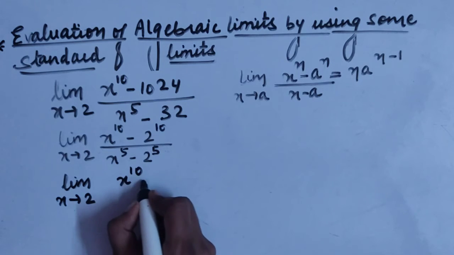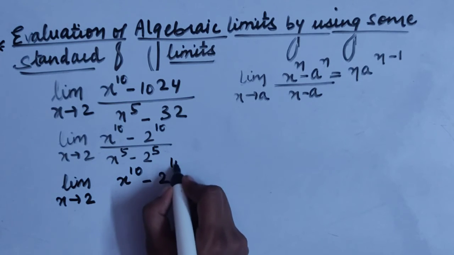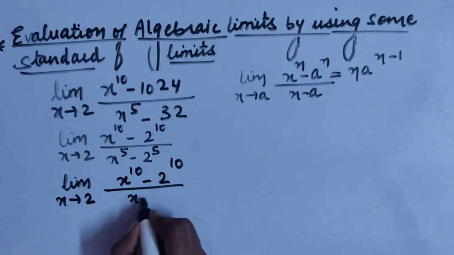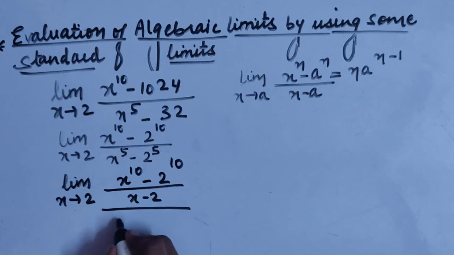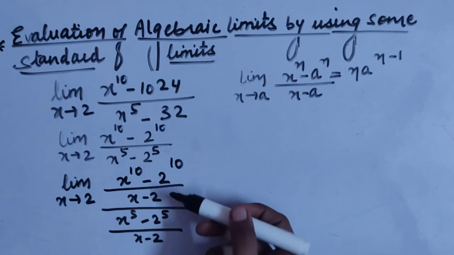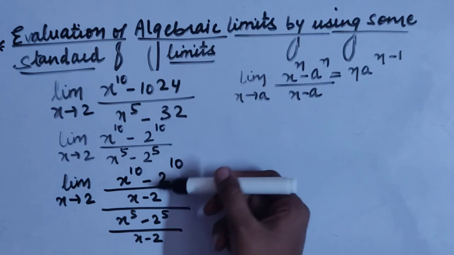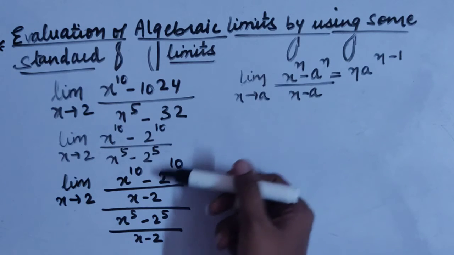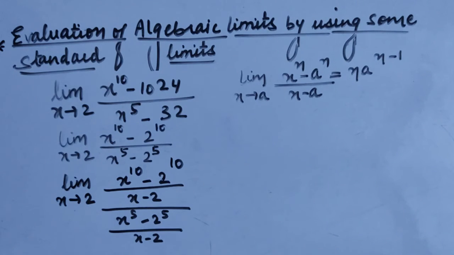Look, x raised to the power 10 minus 2 raised to the power 10 upon x minus 2, upon x raised to the power 5 minus 2 raised to the power 5 upon x minus 2. If I am arranging this in this manner, will it make any difference? Not at all, no effect will be there, so I can write it. Now the question is why I have written this, so that I can apply this one standard limit. Now see here, you can apply the standard limit easily.